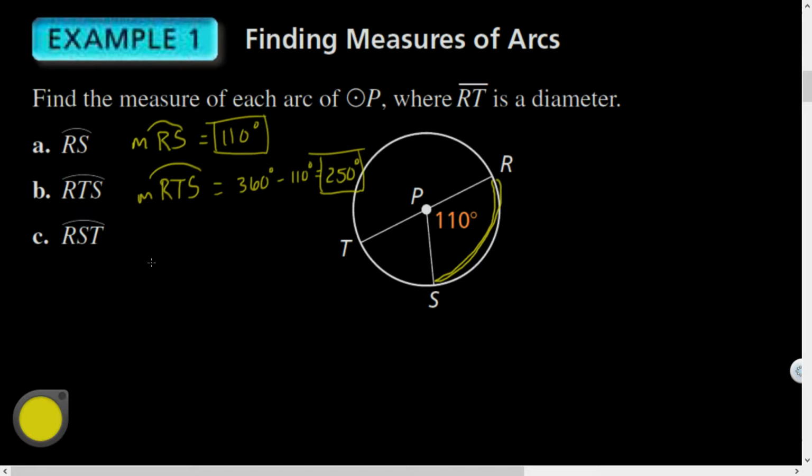Let's have another person. Let's have Aiden, double Aiden score today. Aiden M, arc RST. What's the measure of that arc?